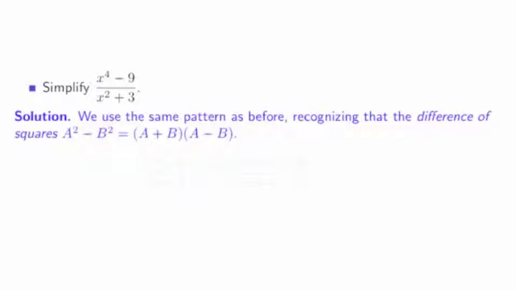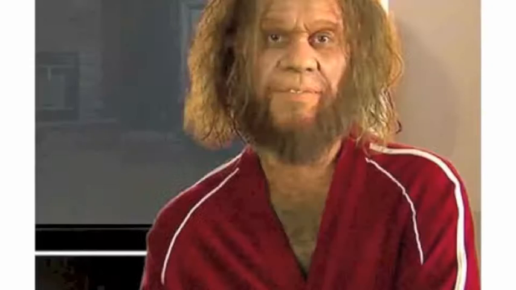Second example, let's simplify x to the 4th minus 9 over x squared plus 3. Again, use the same pattern as before, recognizing a difference of squares. X to the 4th minus 9, the numerator, is really x squared minus 3 times x squared plus 3, and now I can simplify this expression and get x squared minus 3. This is so easy, a caveman can do it.